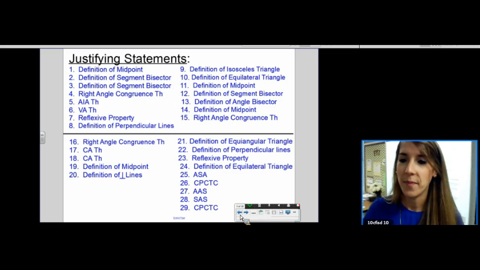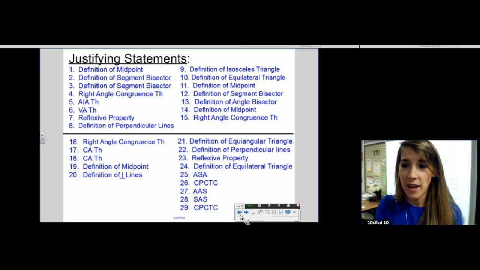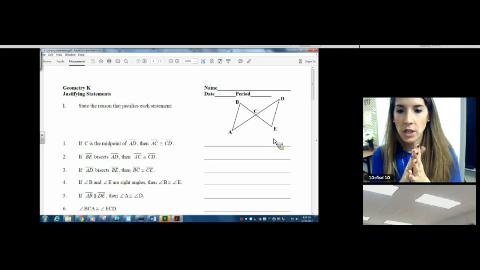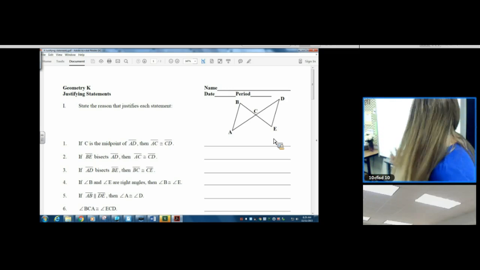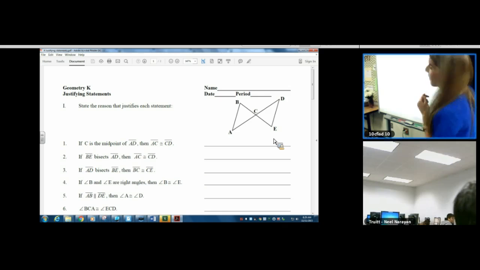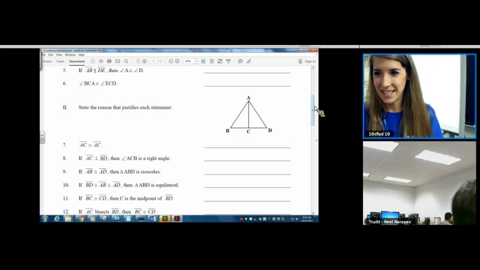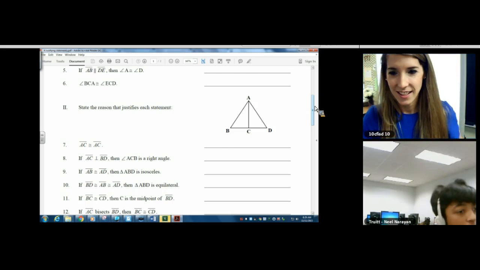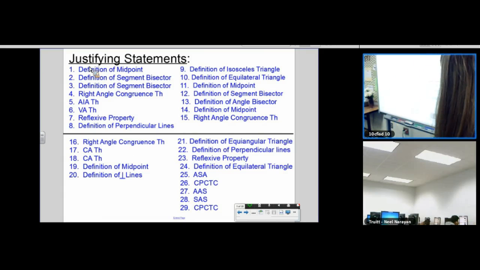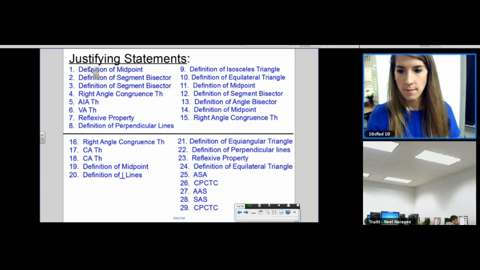Way to go. 26 and 29 we technically hadn't learned yet, but we'll learn that today. Go ahead and check your answers to justifying statements. Would you like to talk about any of the homework problems from justifying statements, other than the two that we haven't learned, the ones that are CPCTC, which is today's lesson? Sorry about that, showing the answers again. You should have had the information to solve all of these, like I said, except for 26 and 29.